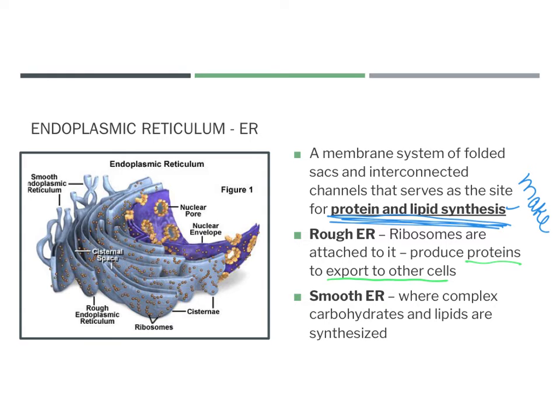The second type of endoplasmic reticulum is called a smooth ER. There are going to be no ribosomes on this organelle, and it is in charge of complex carbohydrate and lipid synthesis. Or they're going to make complex carbs and lipids. This is also where phospholipids are synthesized. The smooth ER in the liver is what helps detox harmful substances from your body.